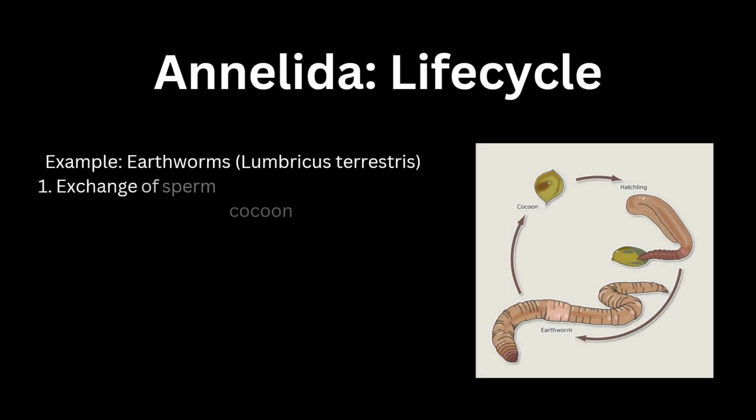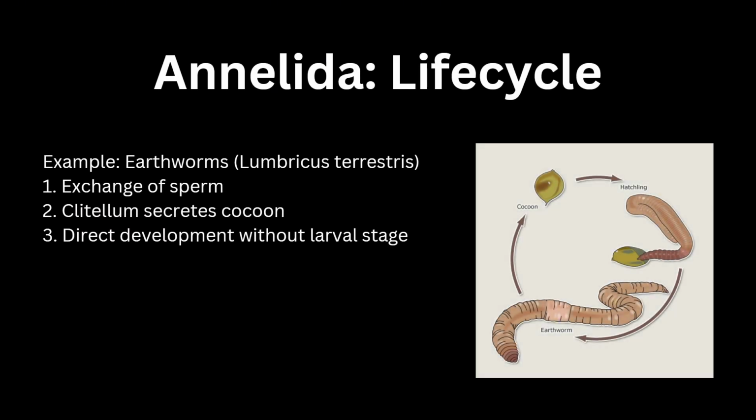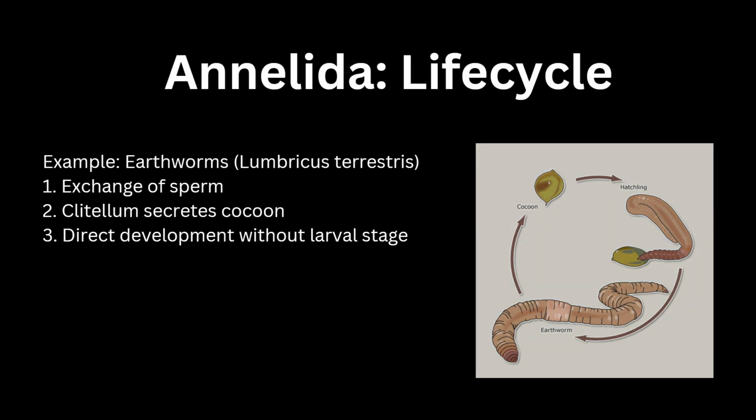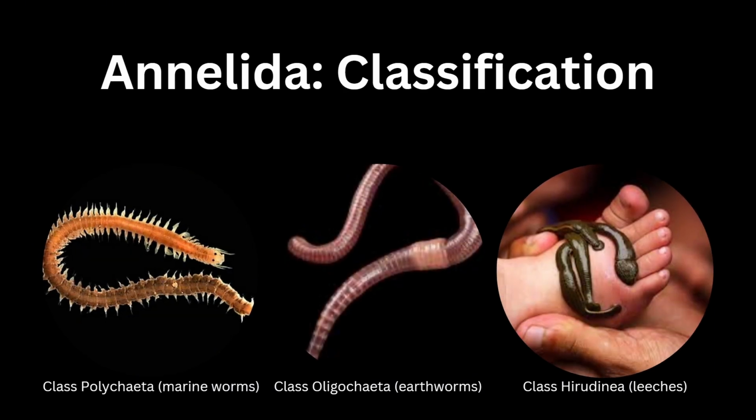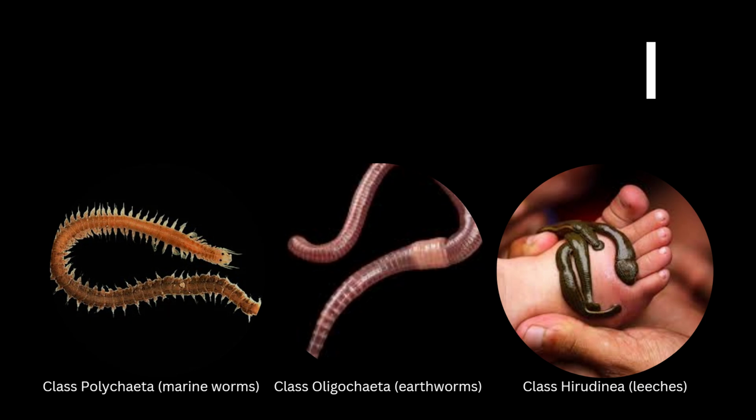The life cycle of Annelida. Earthworms reproduce sexually through copulation, after which their clitellum secretes a cocoon that houses fertilized eggs. The young hatch directly from the cocoon without a larval stage. The classification of Annelida. Annelida consists of three major classes: Polychaeta, which includes marine worms with parapodia for movement; Oligochaeta, which includes earthworms; and Hirudinea, which includes leeches.